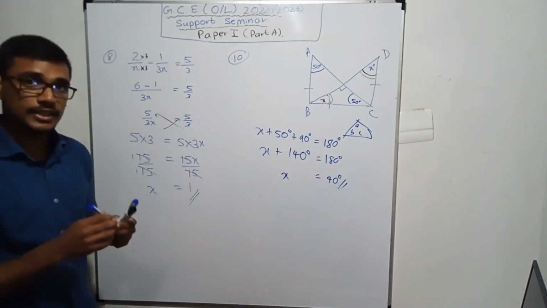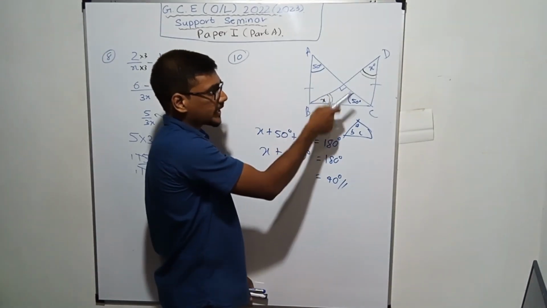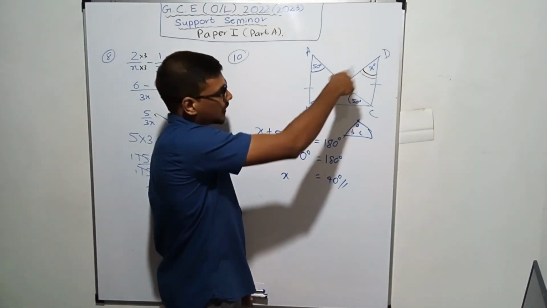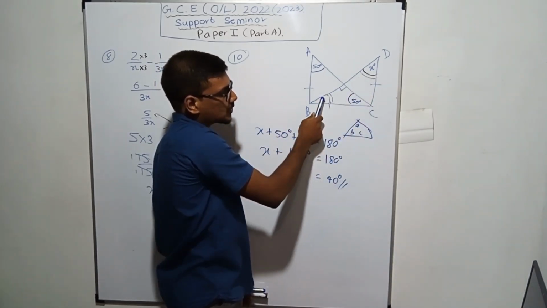Okay. So what are the theorems that we use here? Since opposite sides are equal, opposite angles are equal, the isosceles triangle theorem. The same theorem was applied here. From that, we took the angle x, and here also the angle was x.